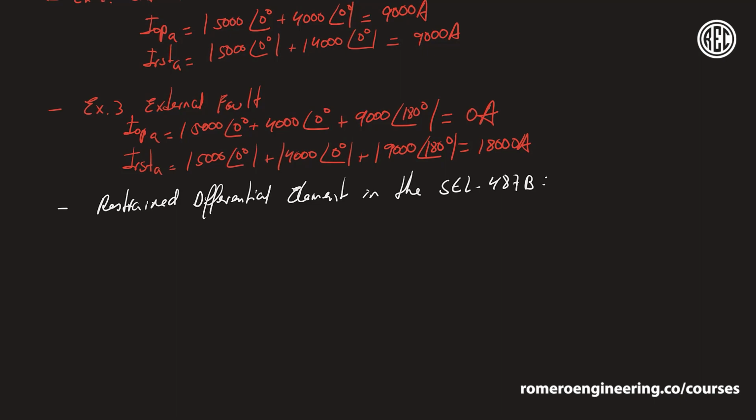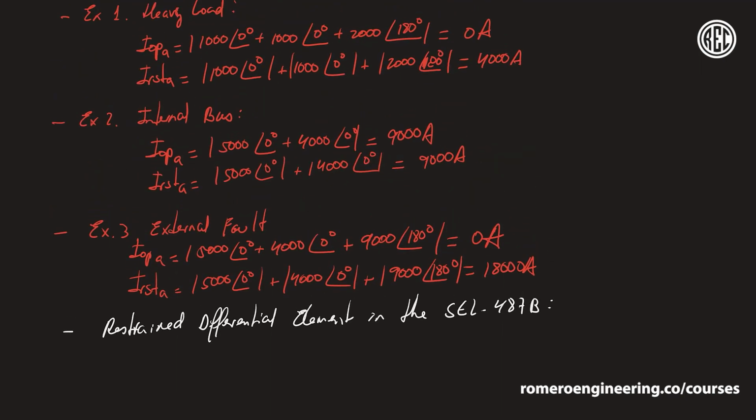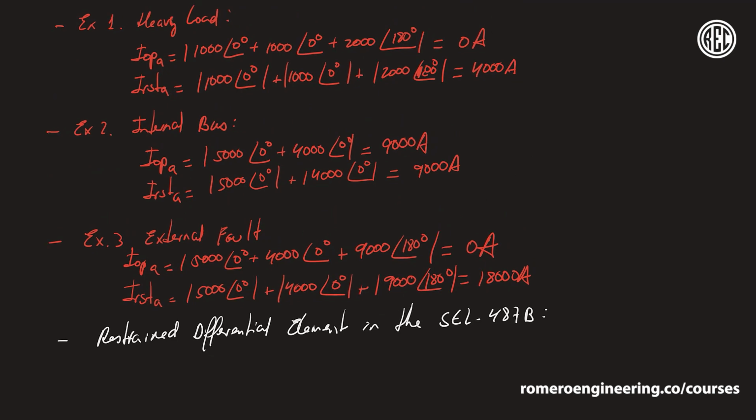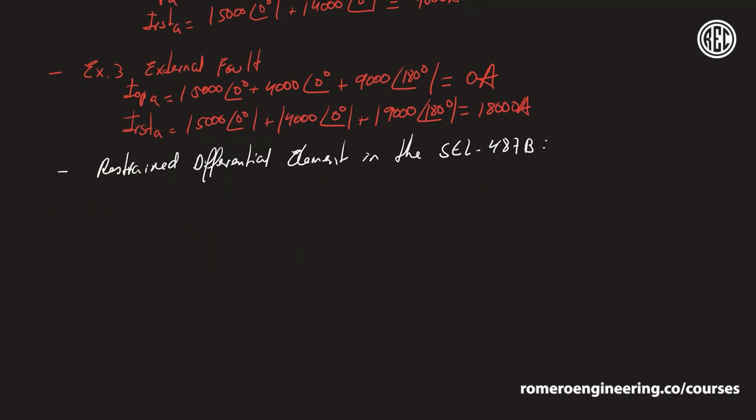So what the SEL 487B really does is it takes this operating current and the restraining current and it plots it in a characteristic from which it determines whether to declare a trip or to restrain, or basically do not trip. And that's defined as the following. So let me actually put a pair of axes over here. So let me do this right here. And so the SEL 487B defines the trip no trip zones as the following.